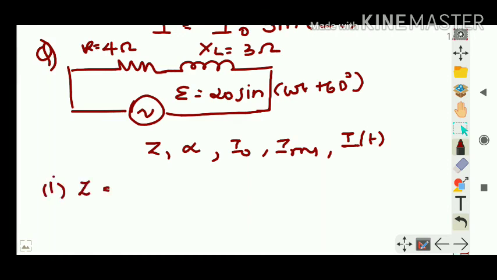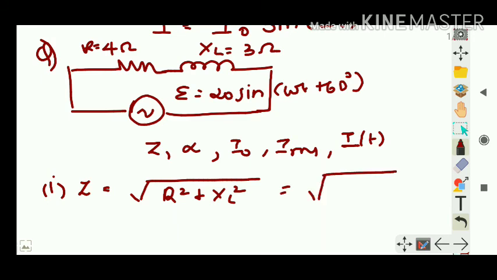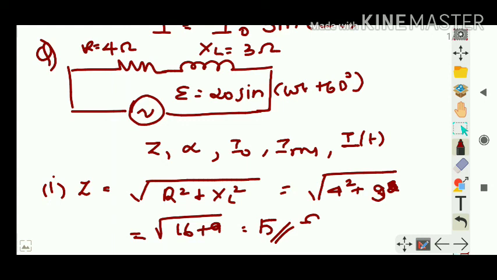What is impedance? Z we have found the equation, remember it is root of R squared plus X squared. It is root of what? R squared is 4 squared. What is X squared? 3 squared, right? That is equal to root of 16 plus 9. It is root 25. You will get the answer as 5 ohm. That is our Z. Easy.